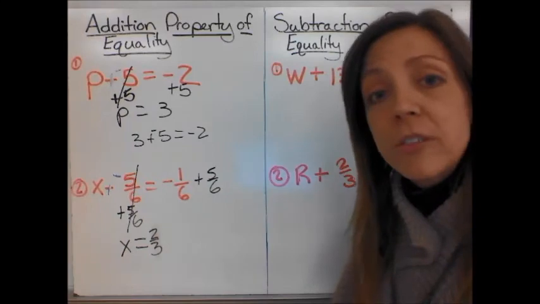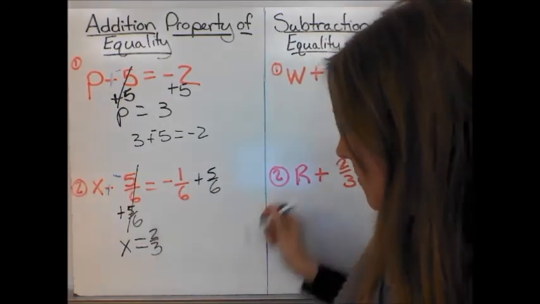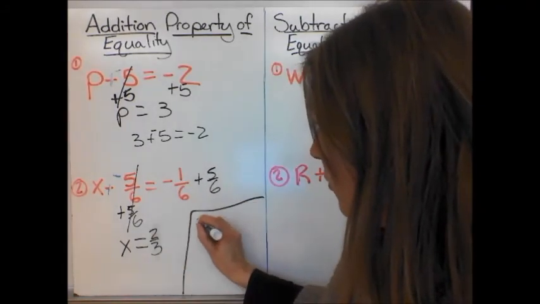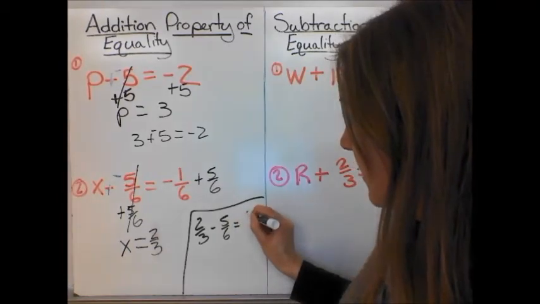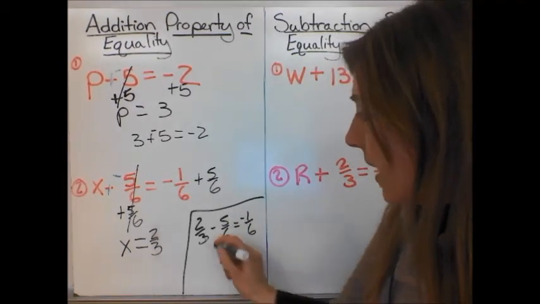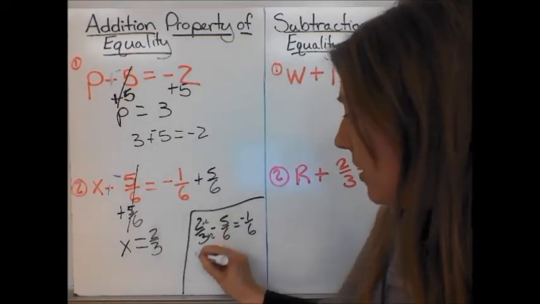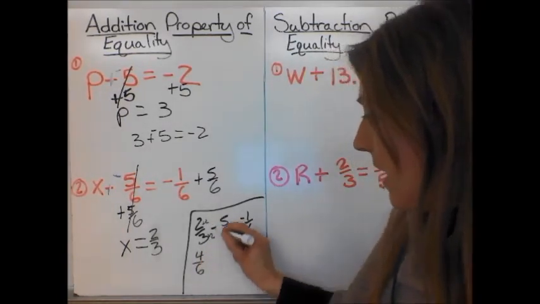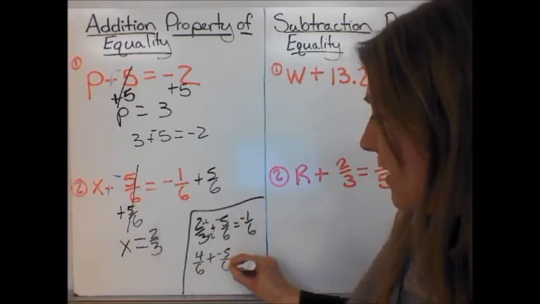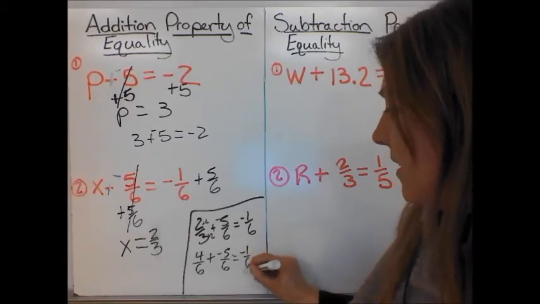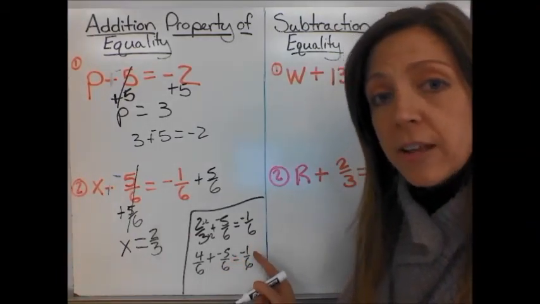Okay, x equals 2/3. Let's see if it's true. Plug 2/3 in for x. Okay, I'm going to check it right here. 2/3 minus 5/6 equals a 1/6, negative. Okay, I've got to get like denominators. So times 2 times 2. So 4/6, and I'm going to switch this, plus a -5/6 equals -1/6. I have more negativity than positivity, and when I put them together, I do get a -1/6.